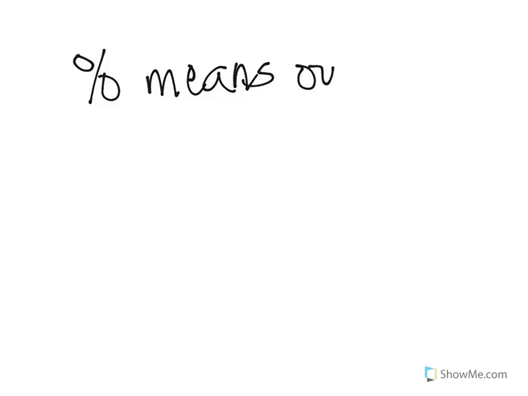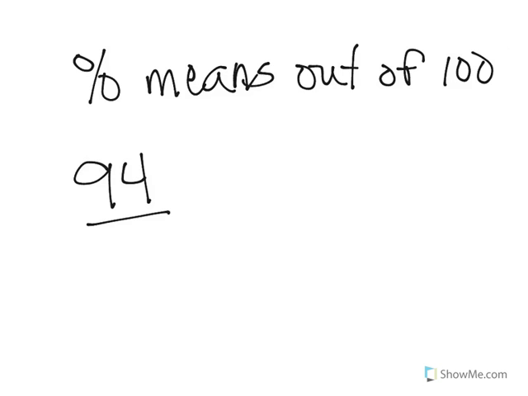Now, what about percent? Well, first of all, percent means out of 100. So, if you scored a 94% on the test, that means if there were 100 questions, you would have gotten 94 of them right. Okay, we set up a ratio. This is your part that you would have gotten right, and this is the total.